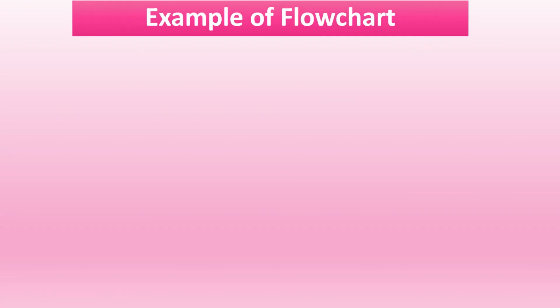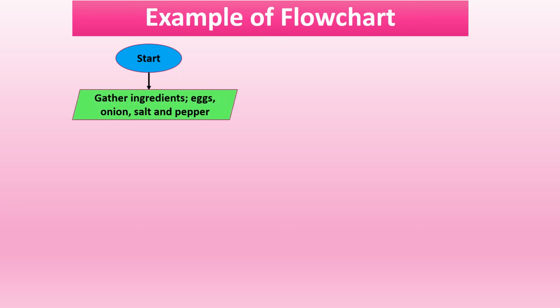Now let's see an example of a flowchart. I'm going to make an omelette by using all the symbols of flowchart so that you can learn how to draw a flowchart. We are going to start with a terminal symbol. Then we will use input output symbol to gather ingredients. The ingredients may vary from person to person. Here I'm going to take simple 4 ingredients: eggs, onions, salt and pepper.